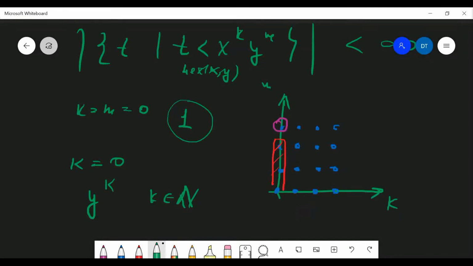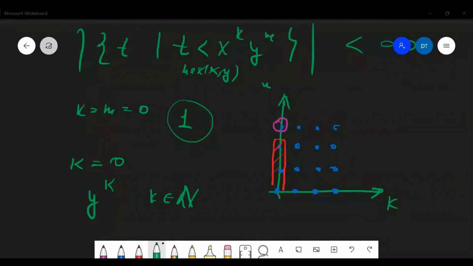Let's move on. What's next? As you can see, the set of these monomials depends on the choice of the order. I just want to clarify this. Okay, the next problem: give an example of two monomials.